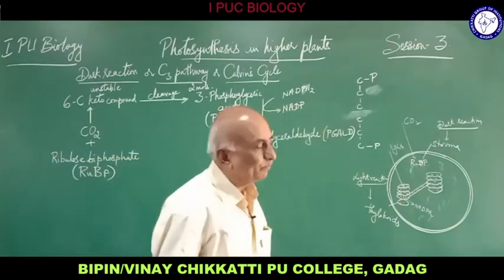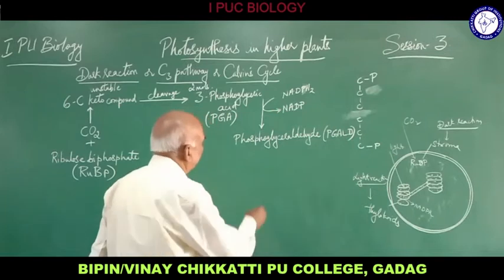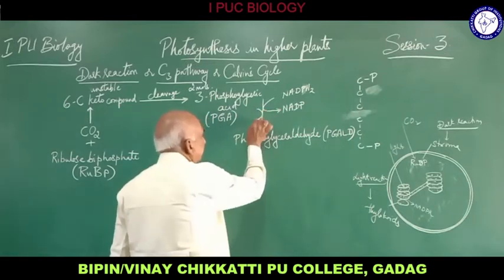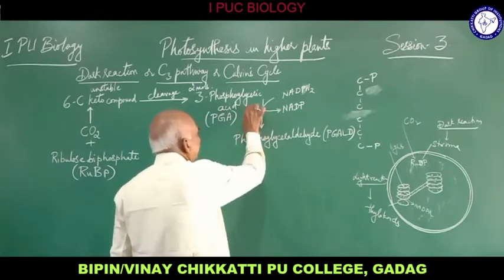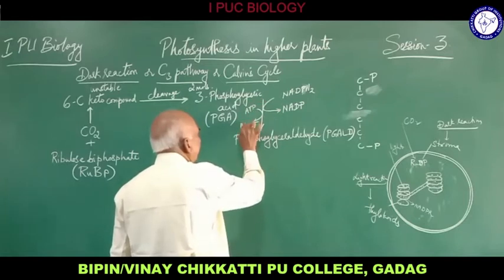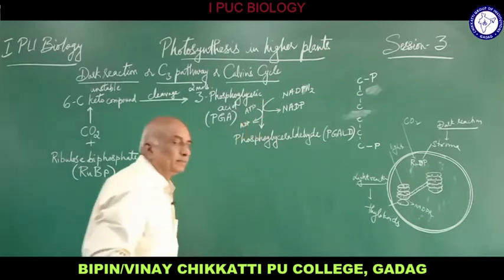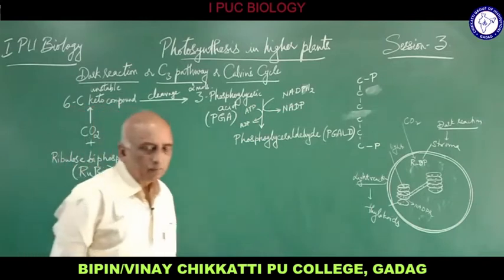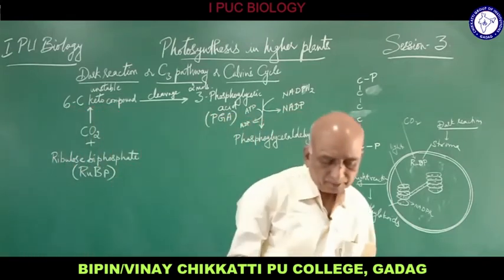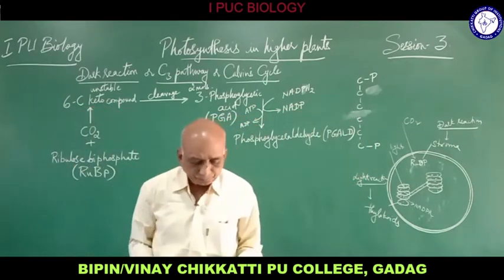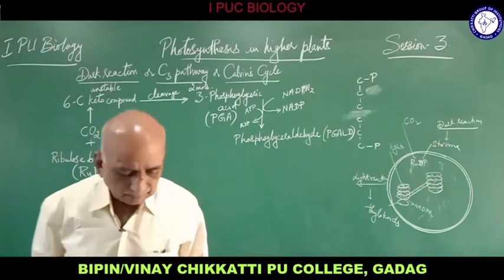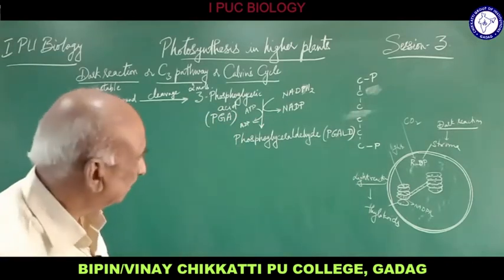ATP is used for this formation. You can mention here that ATP is used to form ADP. That is how the PGALD is formed. So this is how the formation of PGALD takes place.